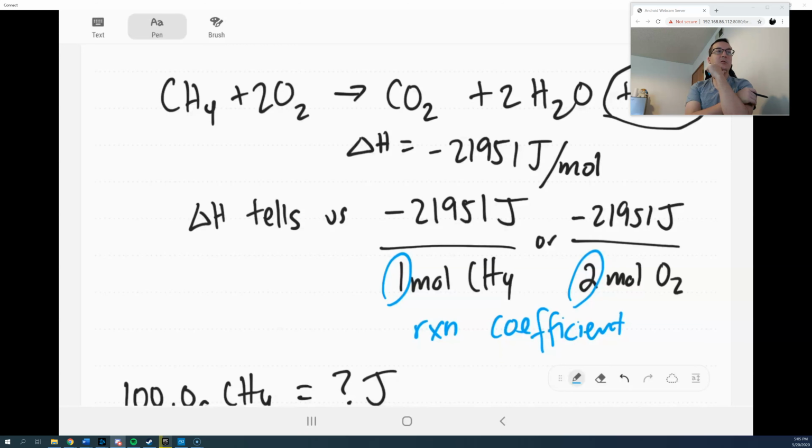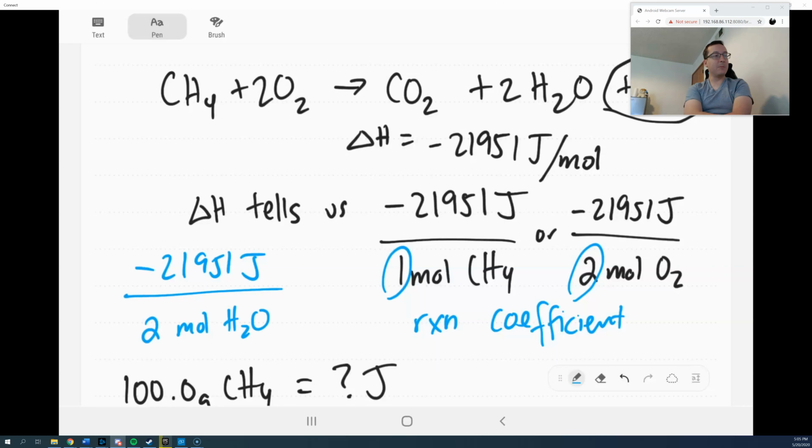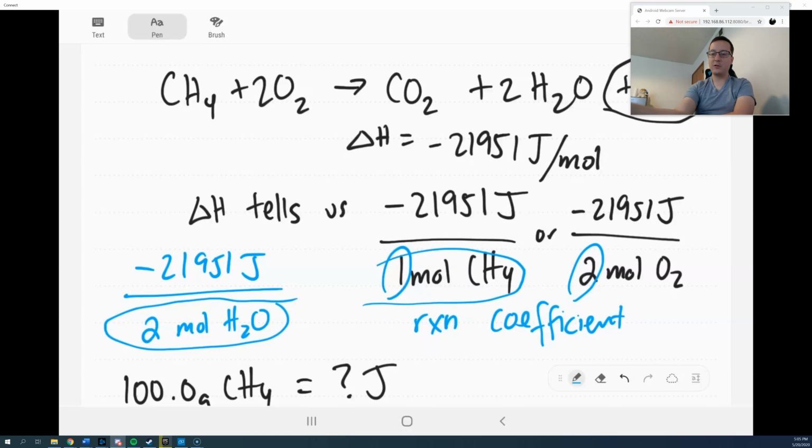If you have no idea, you can write you have no idea, just so I have some idea that I'm not completely lagged out. Okay, no idea. Okay, cool. So it's the same thing. It's just going to be 21,951 joules over 2 moles water. So it's the same number. The only thing that we have to worry about is these reaction coefficients on the bottom.